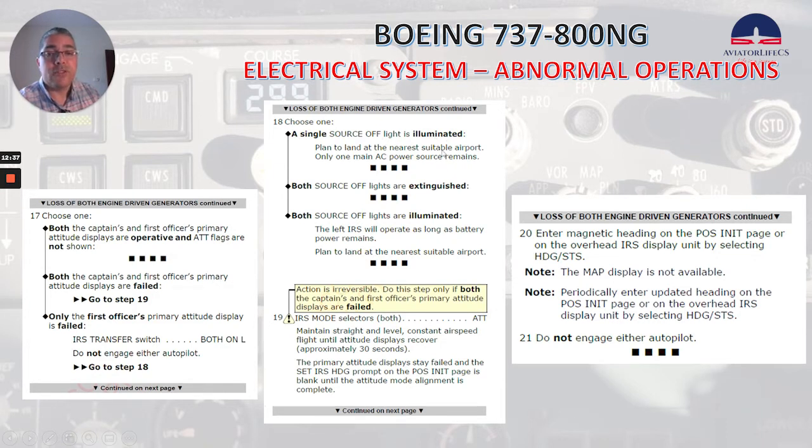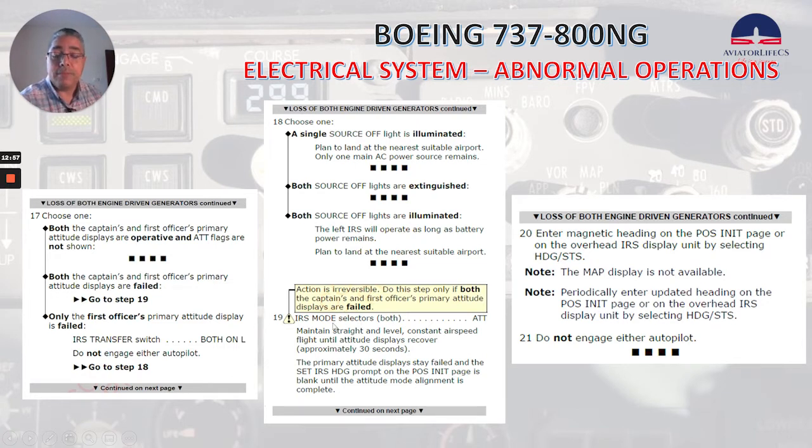Plan to land at the nearest suitable airport. Only one main AC power source remains. Both source lights are extinguished. Both source lights are illuminated. The left IRS will operate as long as battery power remains. Plan to land at the nearest suitable airport.